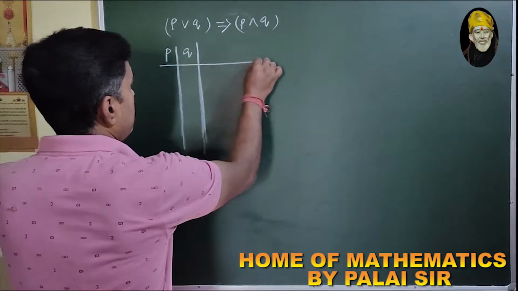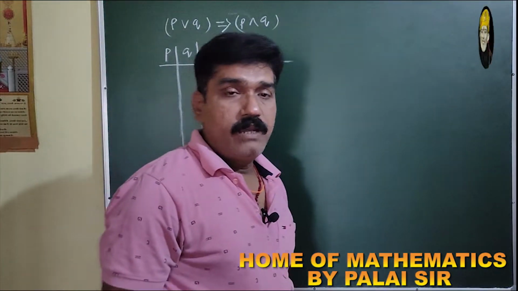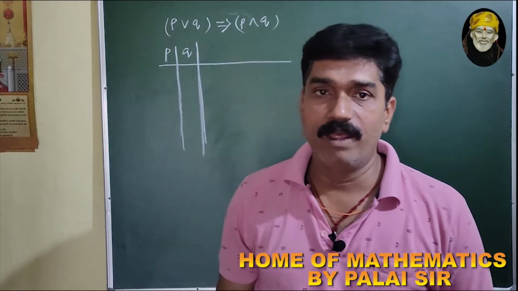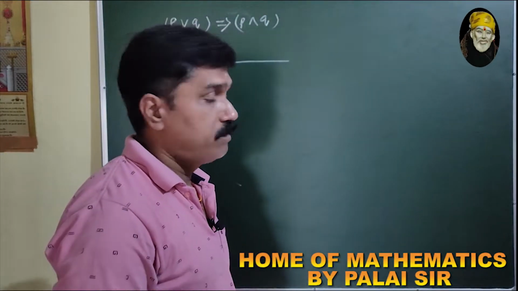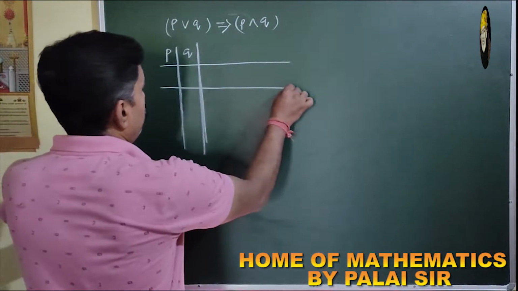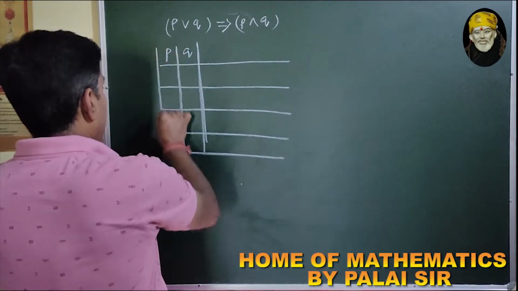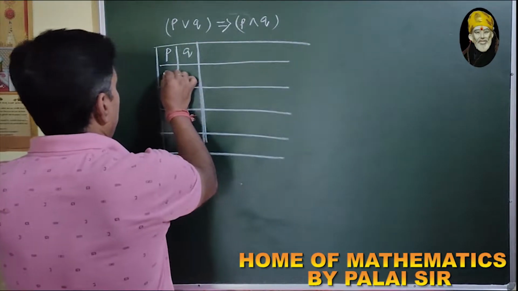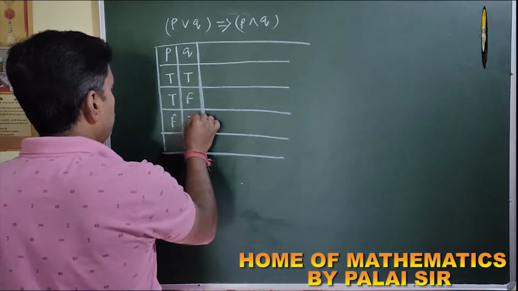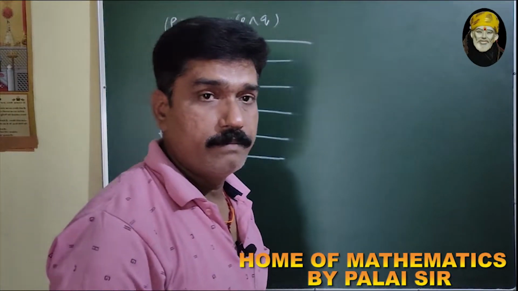When two statements are there, in our last class we discussed, if one statement is there, 2 to the power 1, you get two possible values. If two statements are there, 2 to the power 2, you get four values. And if three statements are there, 2 to the power 3, that is 8 different values. So by using that, here you get four values: either both are true, or true, false, or false, true, or false, false. These are the four different values that you are getting here.